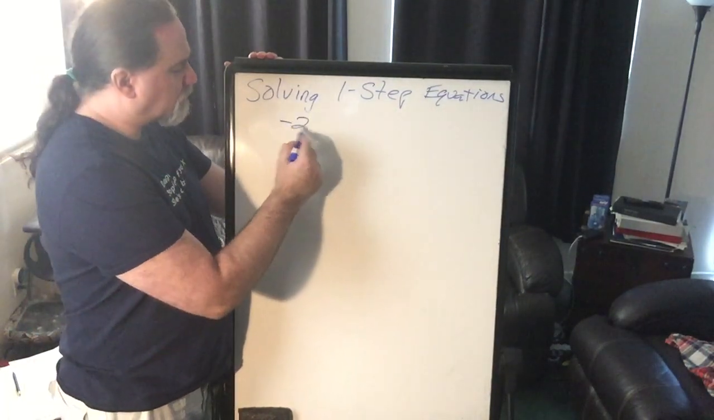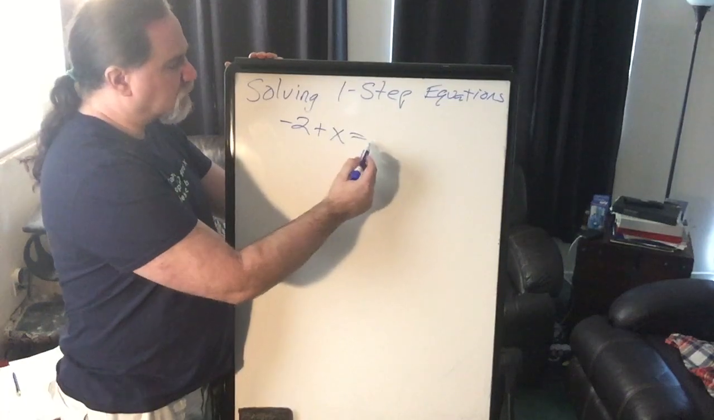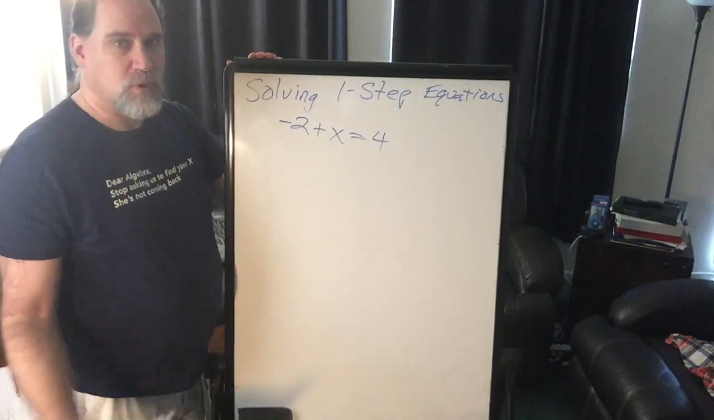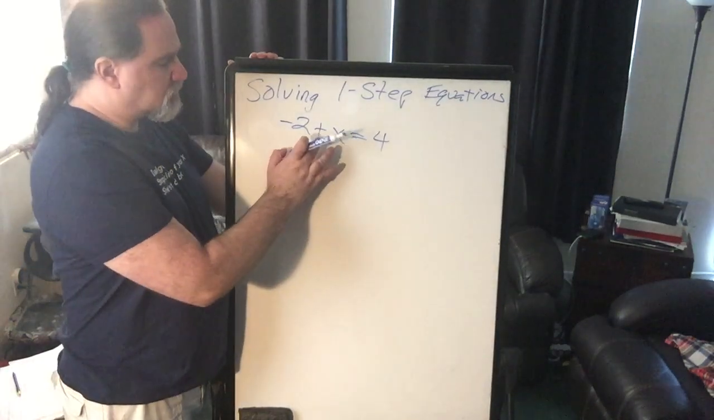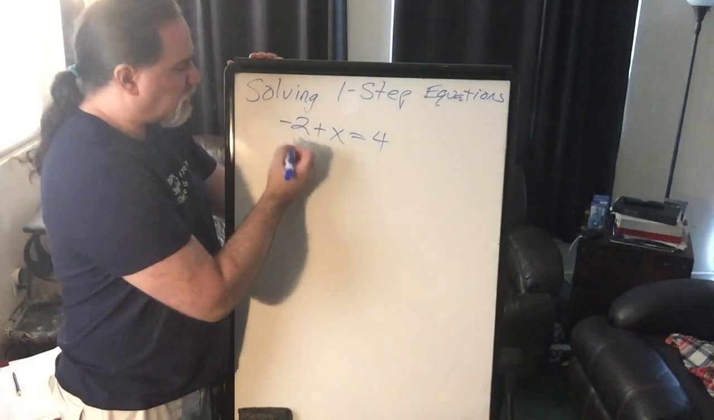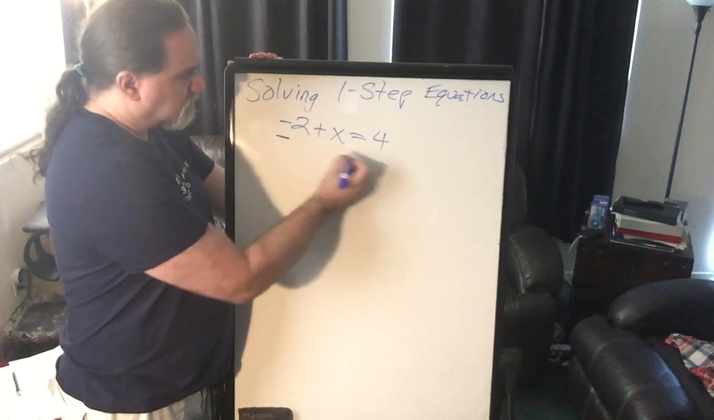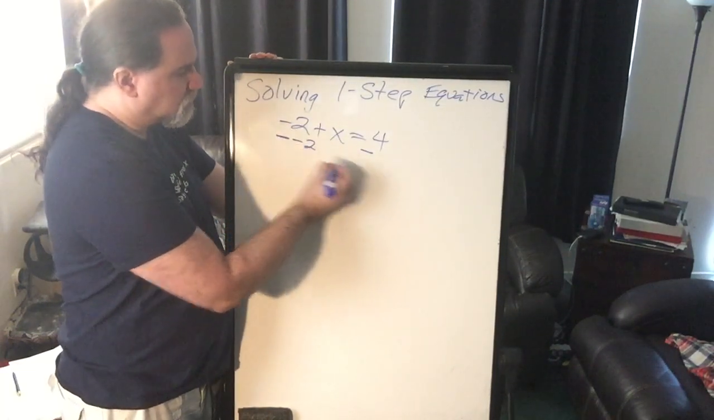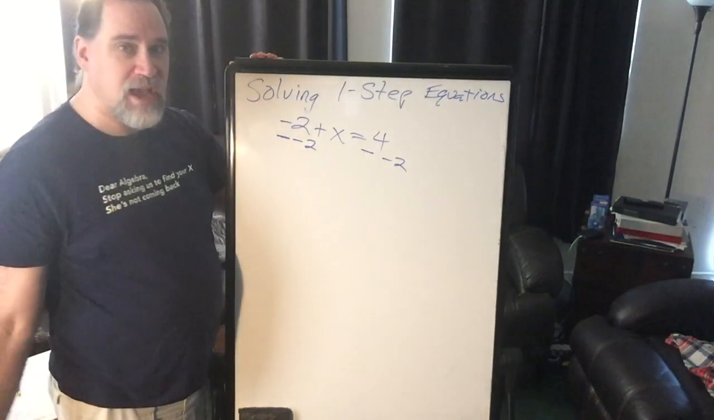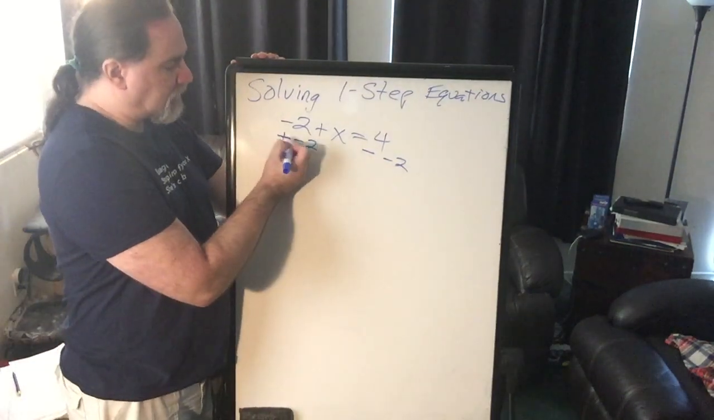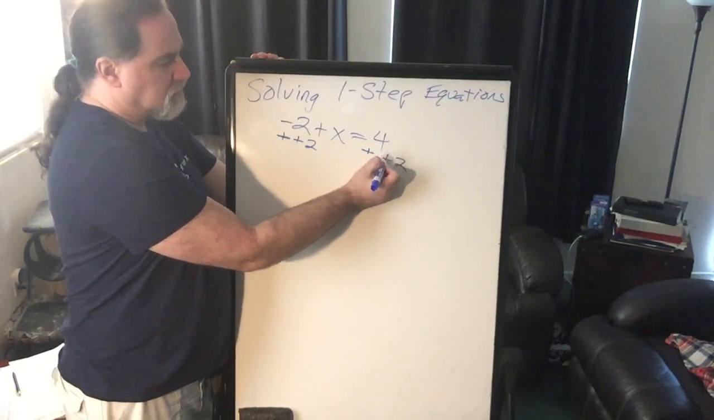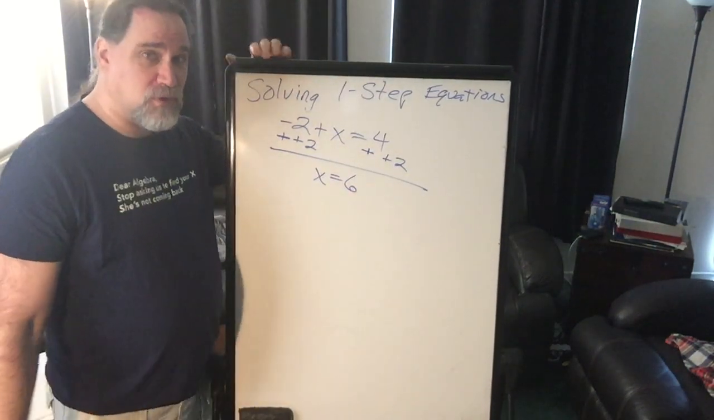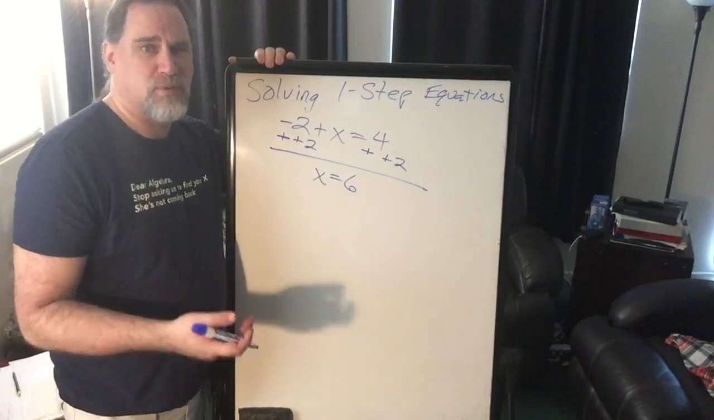But what if I gave you something like this? I gave you one with the variable second. What do I do here? Well, this is still addition, so I'm still subtracting. But I'm subtracting this number, which is a -2. Now what happens when I subtract a negative? I add the opposite. So you have to be careful, especially when they're out of order.